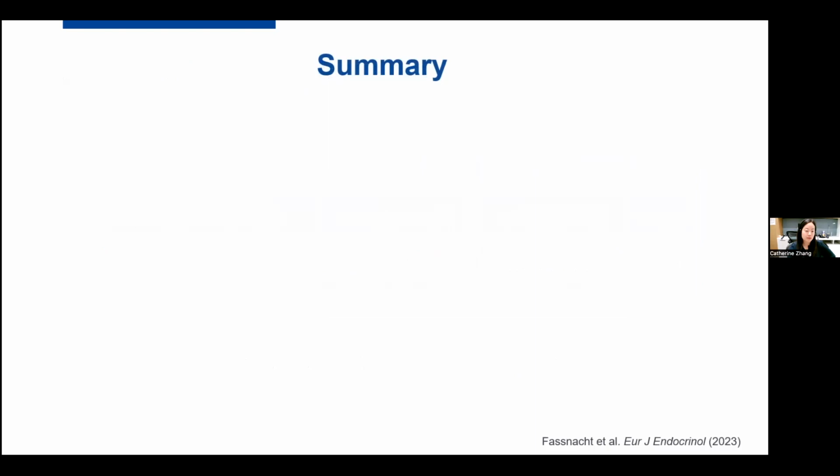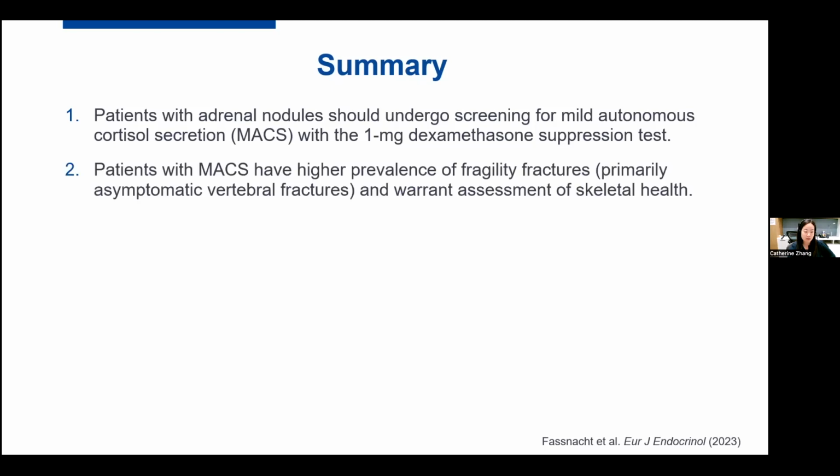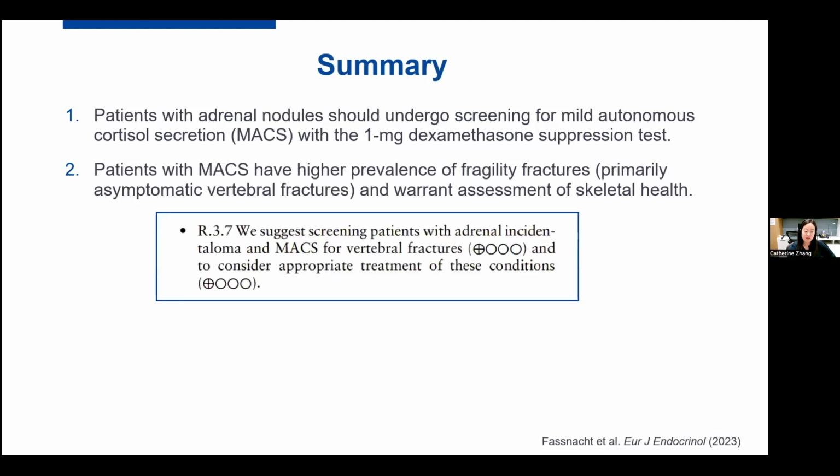So to summarize, adrenal nodules are very common, and everybody with an adrenal nodule should undergo screening for mild autonomous cortisol secretion. The best test to do this is a 1 milligram dexamethasone suppression test. Studies have shown that patients with MACS have a higher prevalence of fragility fractures, and these are primarily going to be vertebral, usually asymptomatic and mild, and warrant assessment of skeletal health.